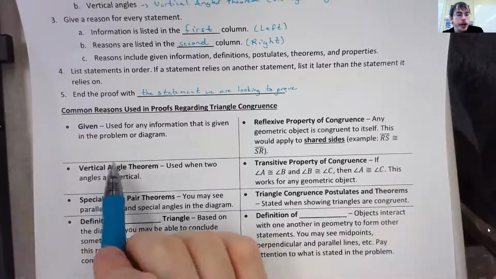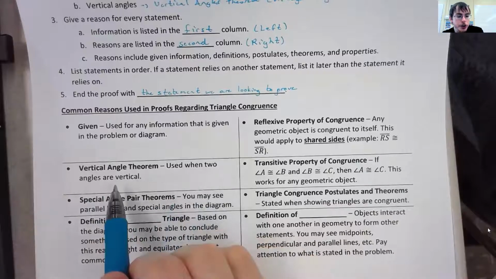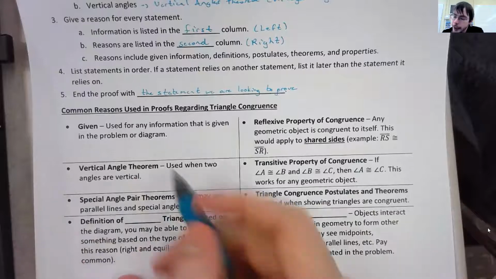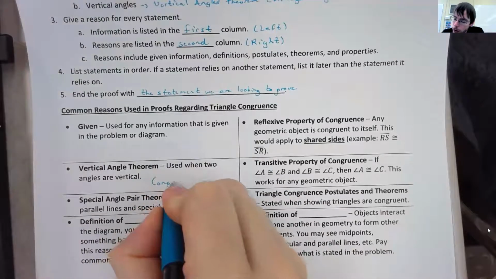Next up, vertical angle theorem. This is used when two angles are vertical. And remember, vertical angle theorem means that the angles are congruent.